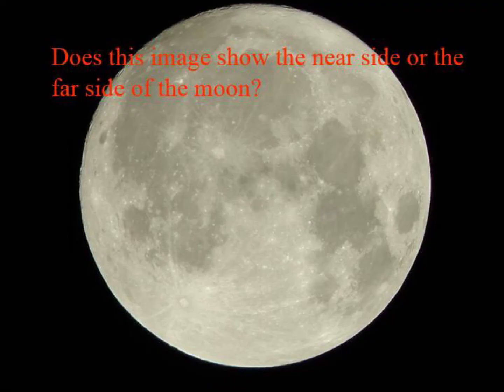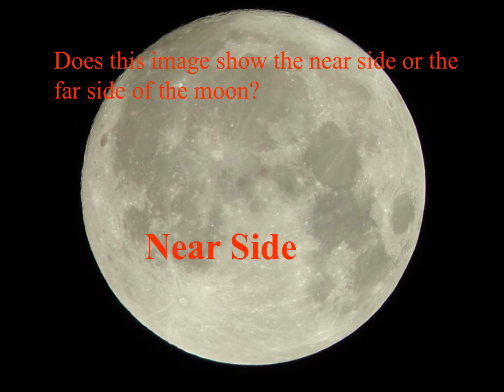Does this image show us the near or the far side of the moon? Hopefully you can tell that this is the moon looking like it always does. This is the near side. Notice the darker areas with many fewer craters. These are called maria. Maria means seas in Latin. Though they aren't actually seas, that's what early people assumed they were. They're actually old lava flows that have fewer craters because they've been filled in with lava.